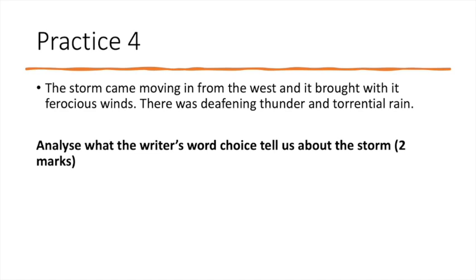Practice 4. The storm came moving in from the west and it brought with it ferocious winds. There was deafening thunder and torrential rain. And here you have to analyse what the writer's word choice tells us about the storm. Now, it's a 2-mark question, but for some extra challenge, you could always try and write a couple of answers here, because there are at least 3 different words that you could comment on. If there are any words that you don't know the meaning of, you could look them up before you try answering this question. So give that a go.